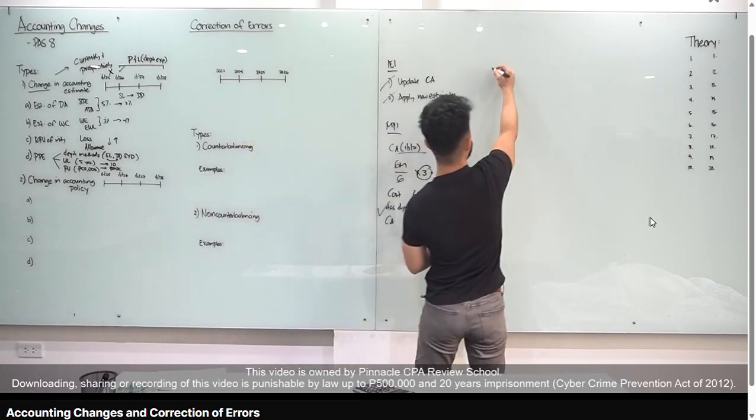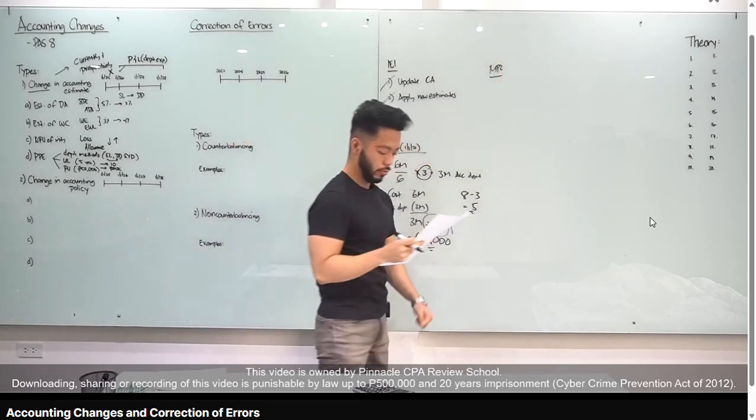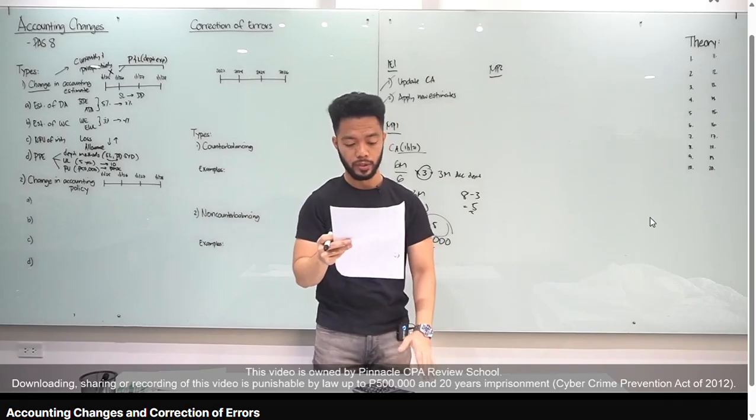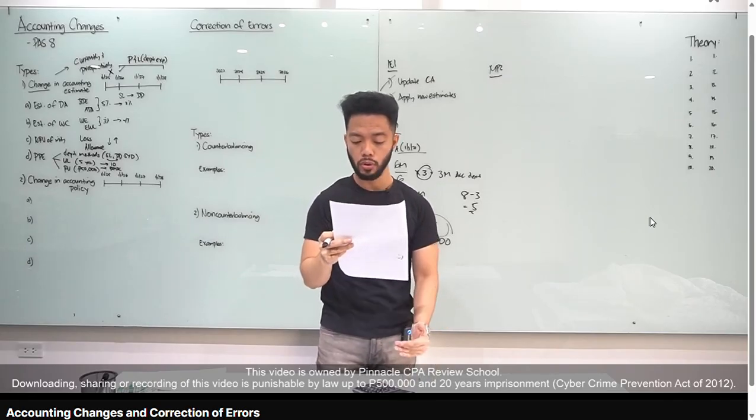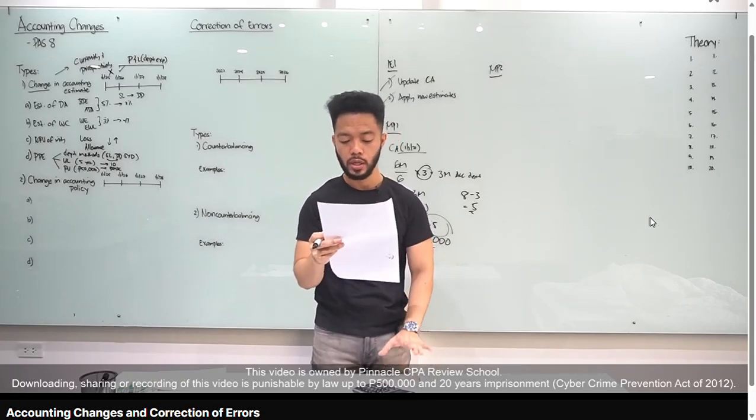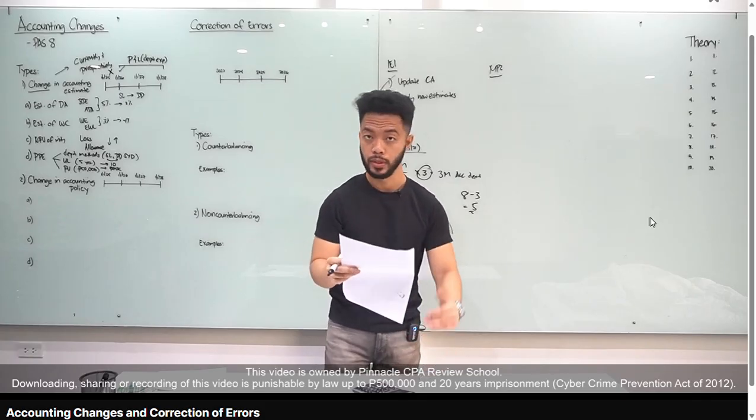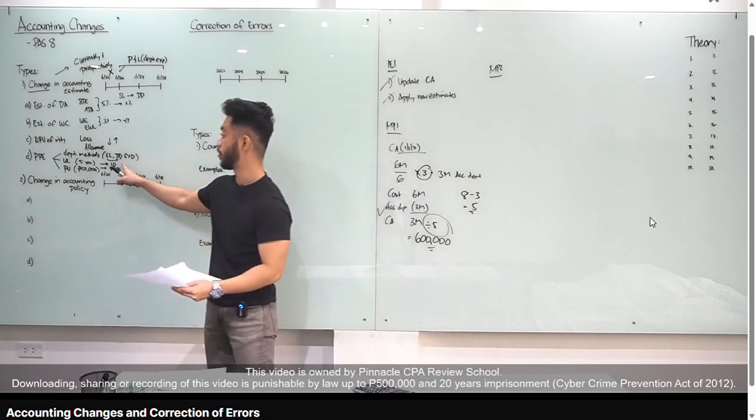Let's go to main problem number 2. Okay, let's take a look at the given. In its financial statements, how much should be reported as the cumulative effect on prior years because of the change in the estimated useful life of the machine? When there is a change in estimated useful life, that is a change in estimate.